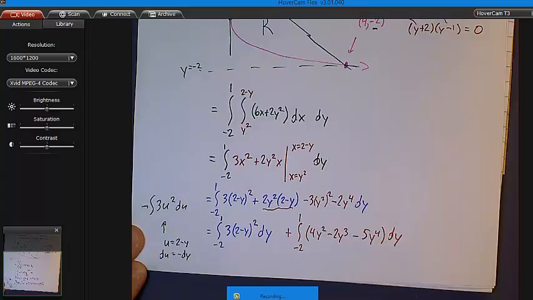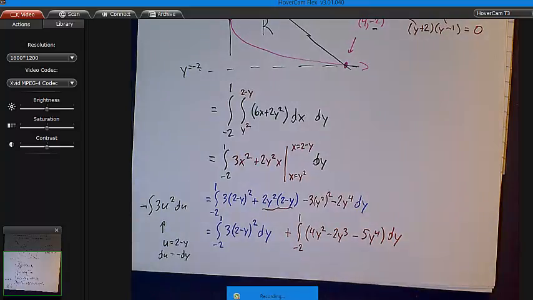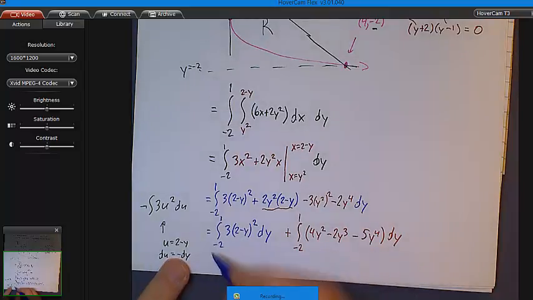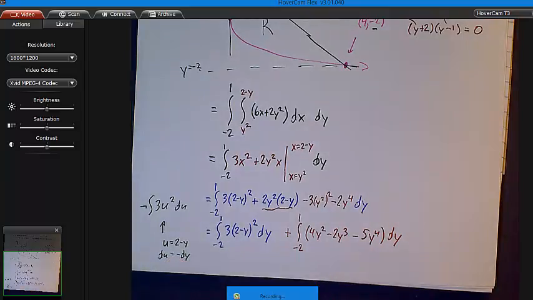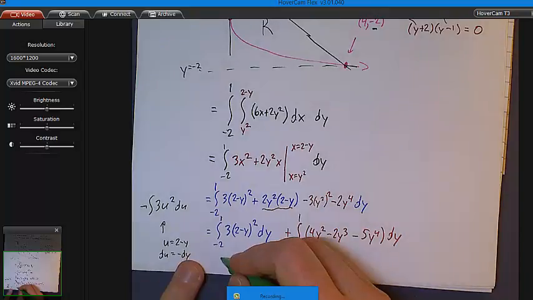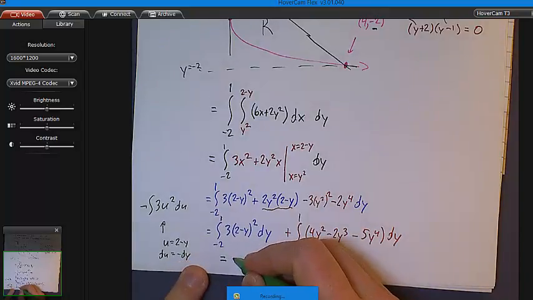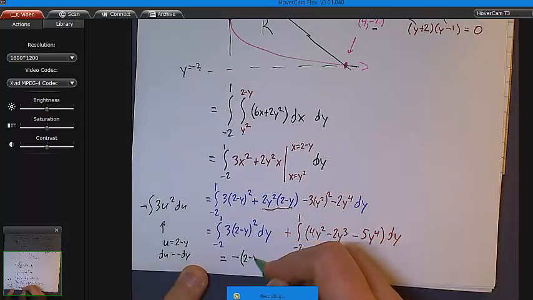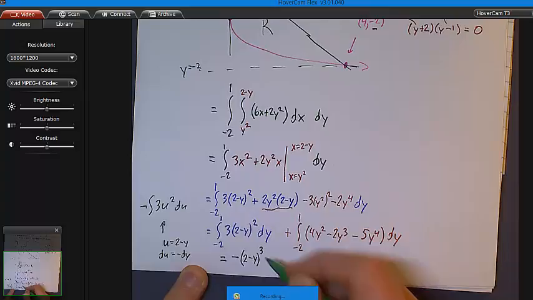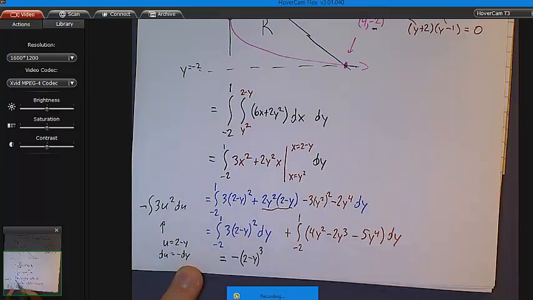So I'm not going to write that all out. I'm just going to integrate it. Because if you integrate negative 3u squared du, what do you get? Negative u cubed, yeah. So I claim that this blue thing, from all that work in green I just did, we can write as negative (2 minus y) cubed as y goes from negative 2 to 1. Does that make sense to people?